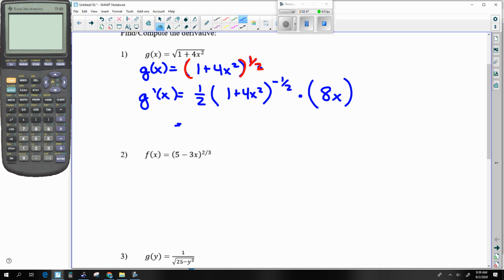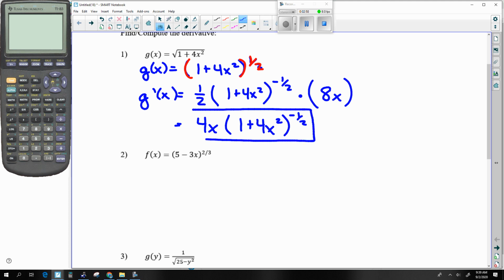All right, so the cleanup process is going to make this 4x, and then 1 plus 4x squared to the negative 1/2. Okay, I am absolutely pleased as punch with this answer right here.